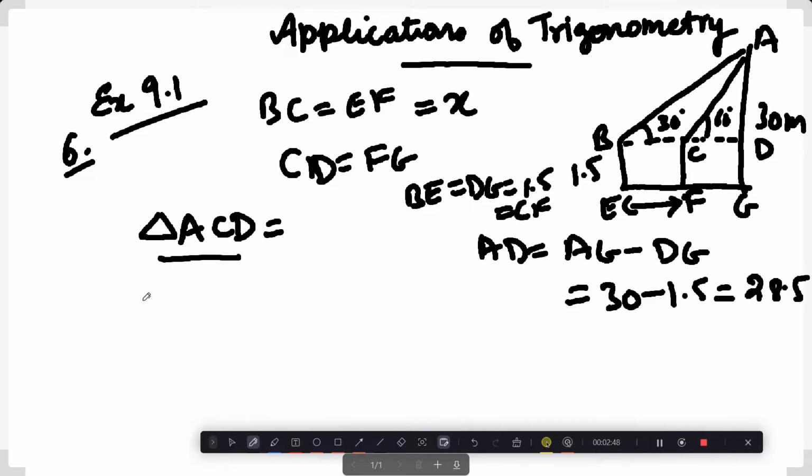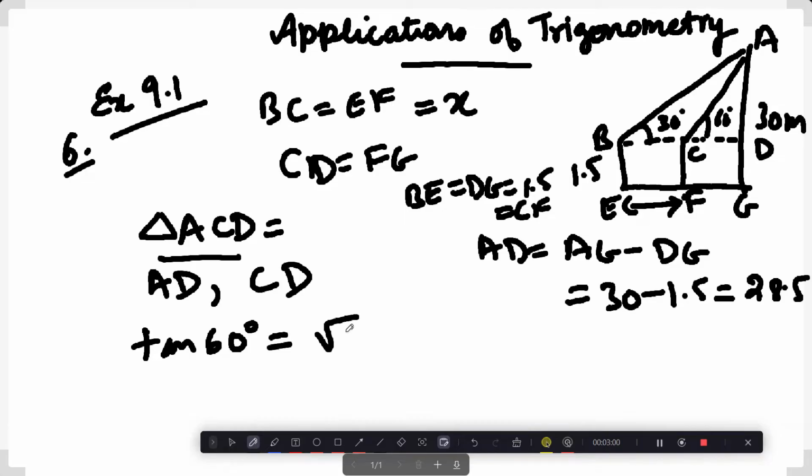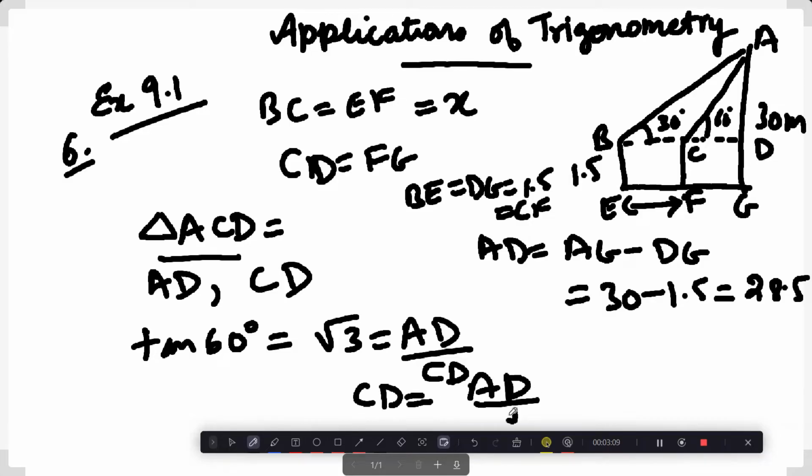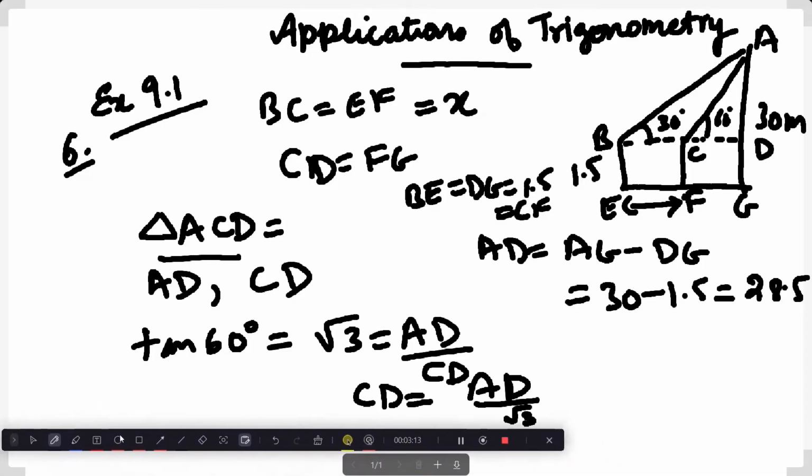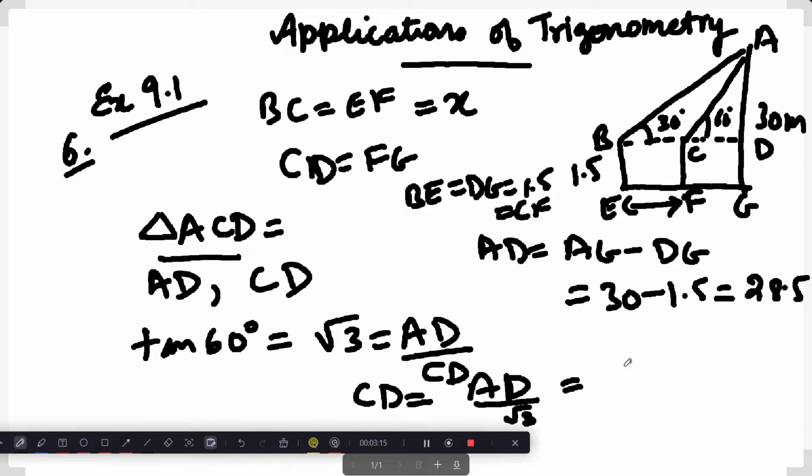So when we look at triangle ACD, we know AD. We can find out CD. How? By doing tan 60. Tan 60 is equal to root 3, which is equal to AD by CD. So CD will be equal to AD by root 3. Yeah, I'll just shift this here. What is AD? AD is 28.5 by root 3.